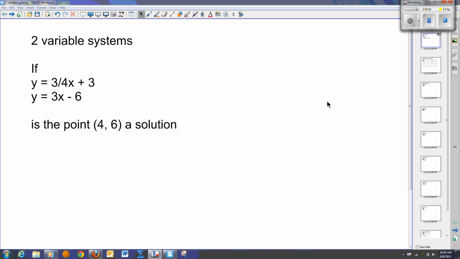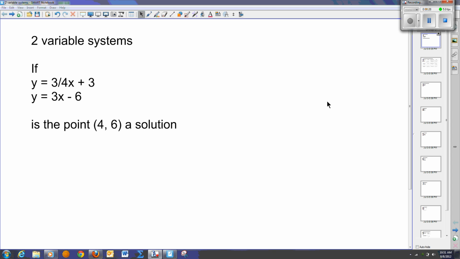Yesterday we talked about two variable systems of inequalities, and today we're going to talk about two variable systems of equalities. As I stated yesterday, our solution within the inequalities was a region of points that satisfied all the inequalities in the given problem. What we're going to look for now are solution points that solve both equations.